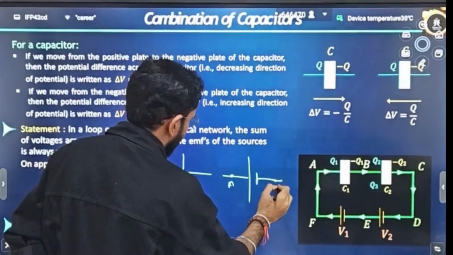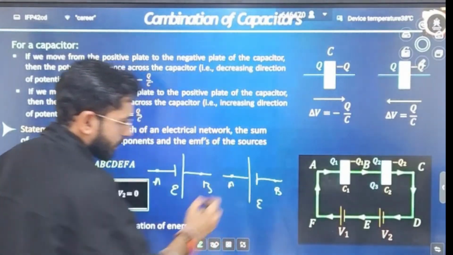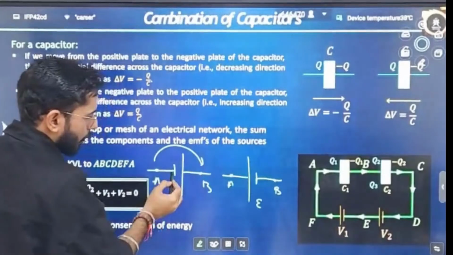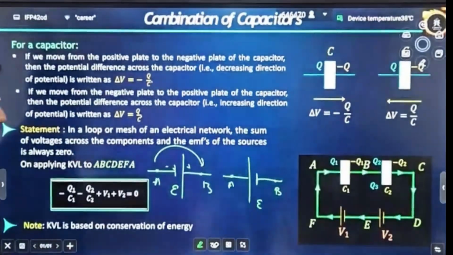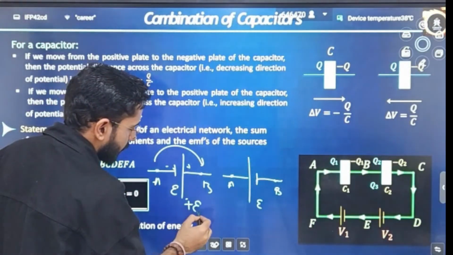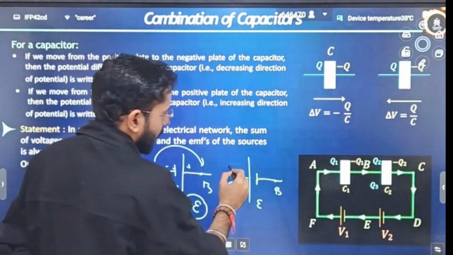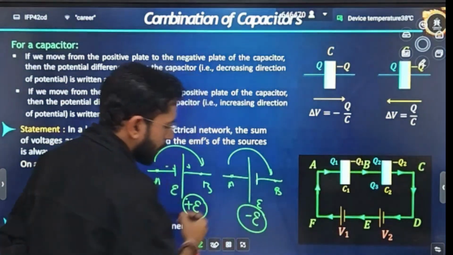This is point A, this is point B, this is again point A, this is again point B. Now in KVL, when you are crossing this battery from lower potential to higher potential, this represents lower potential, and this represents higher potential. When you are going from lower to higher potential, you write the potential difference across the battery as plus E. And when you are going from higher potential to lower potential, you write the potential difference across the battery as minus E.